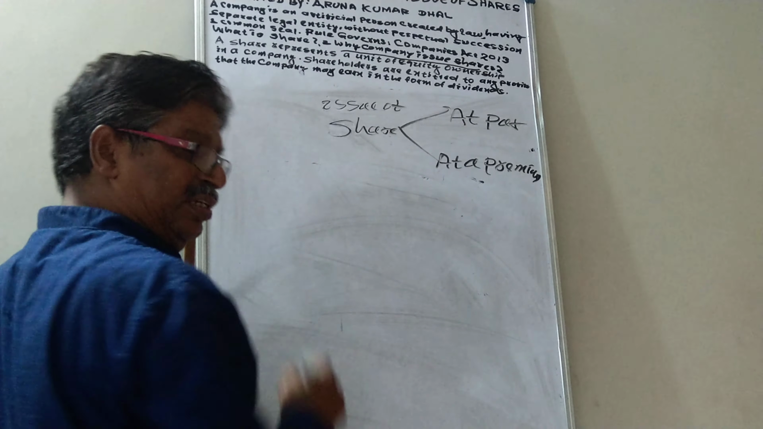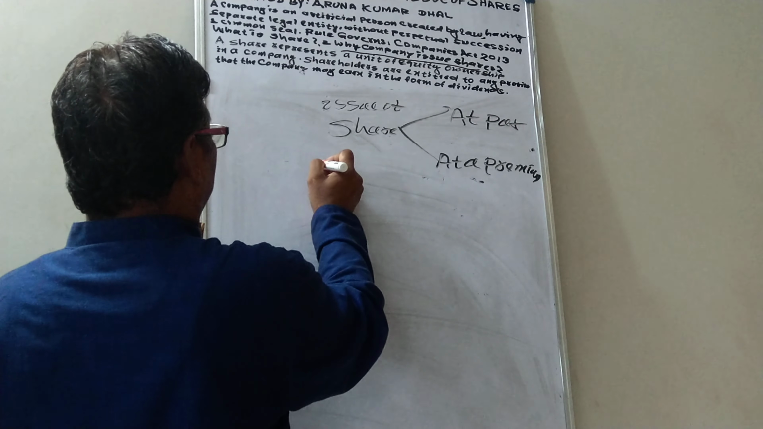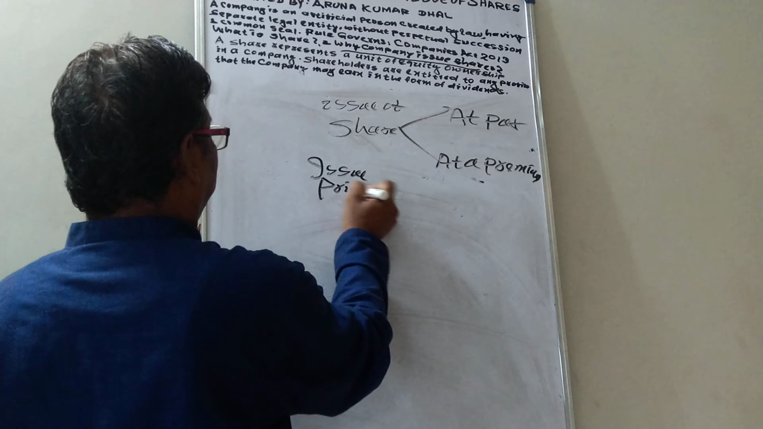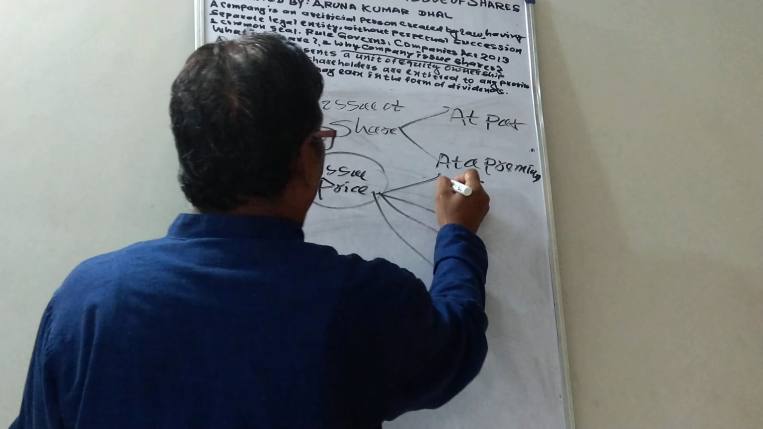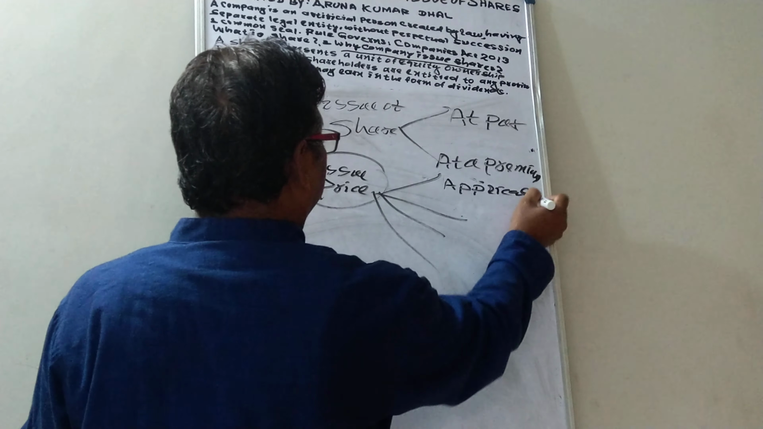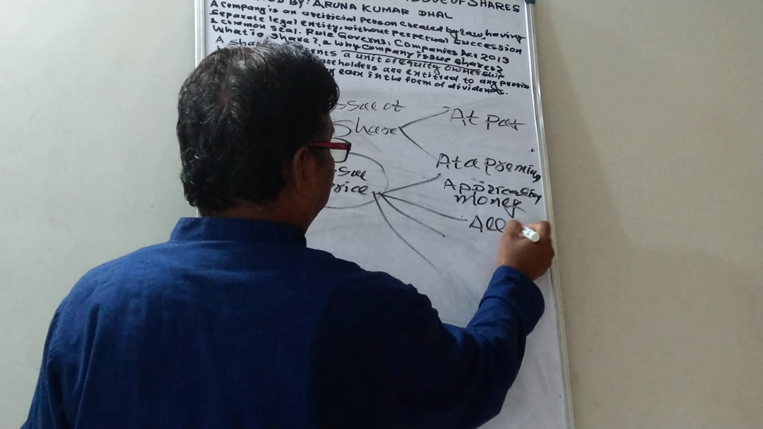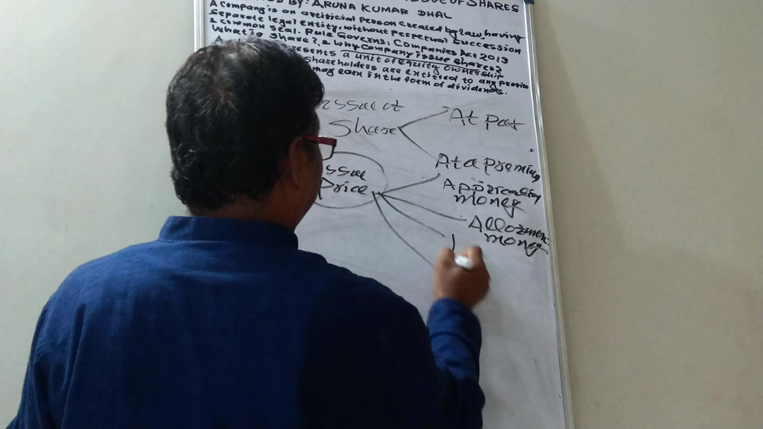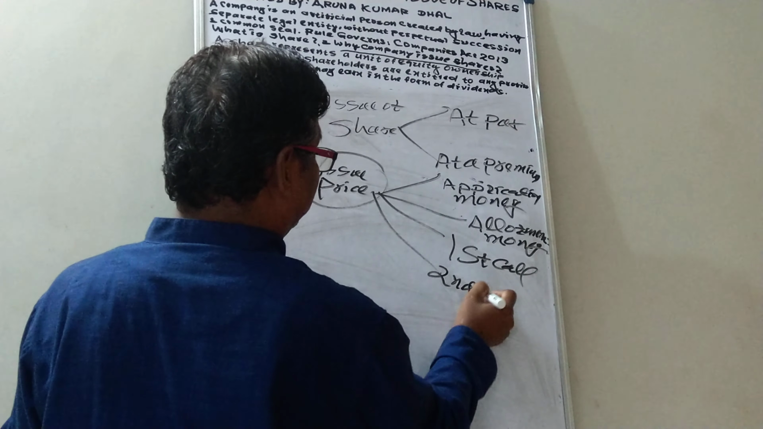It may be divided into 3 or 4 installments. So the total issue price is divided into 3 or 4 parts. Suppose first is application money, then allotment money, then first call money, then second and final call money.